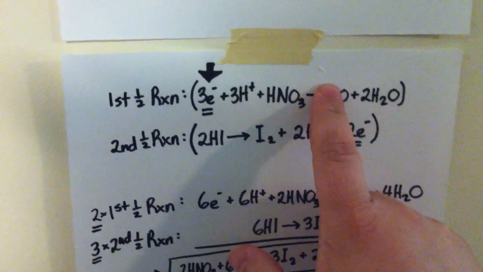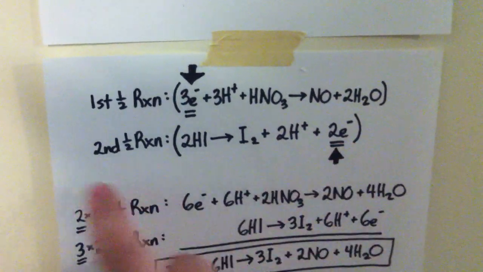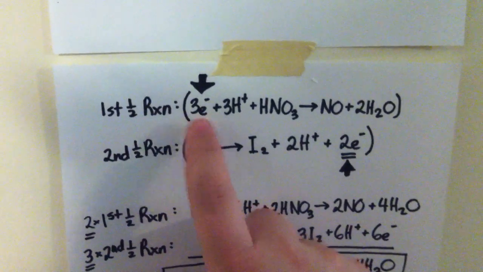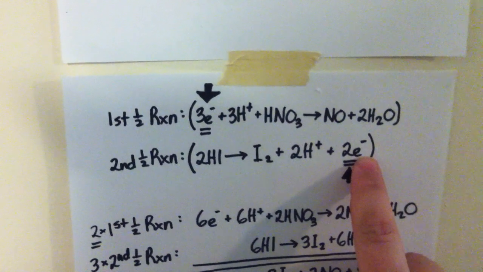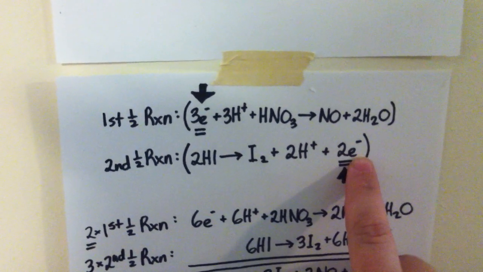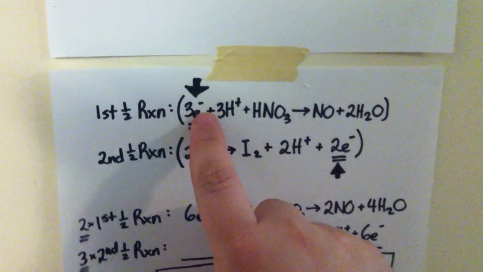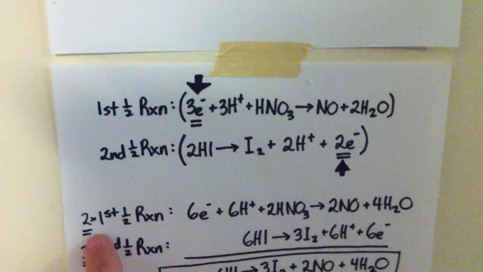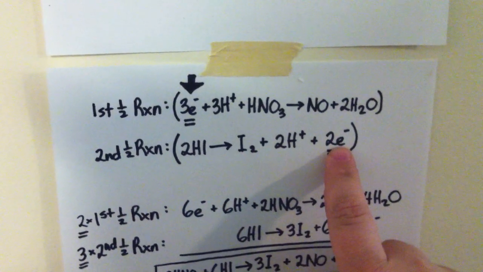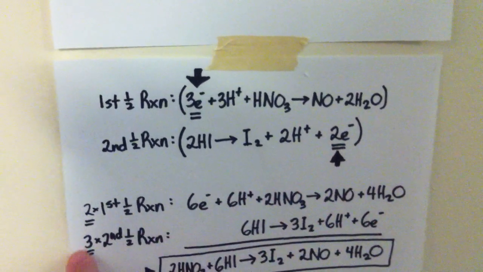Alright, wrapping things up. I have my balanced first and second half reactions. Top one is a 3 electron transfer. Bottom one only involves 2. So if I want these to meet in the middle, what I need to do is find the least common multiple, which is 6. So I need this to transfer 6 electrons, so I'm going to multiply the first reaction by 2. I need the second reaction to transfer 6 electrons, so I'm going to multiply the second reaction by 3.